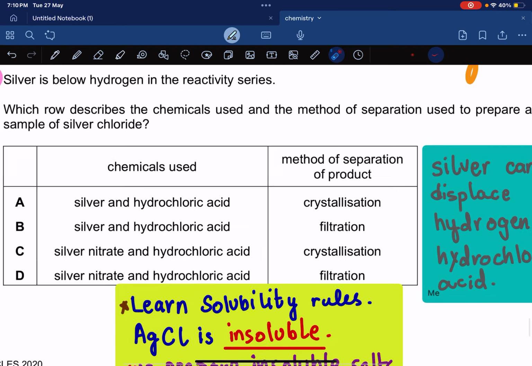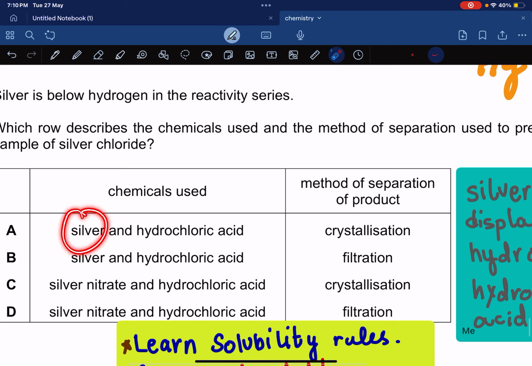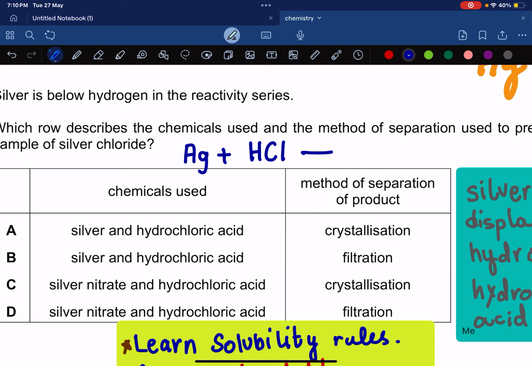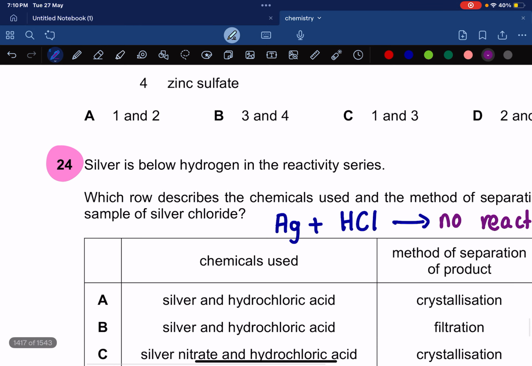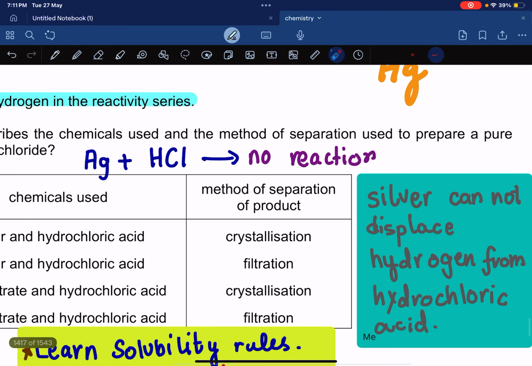Okay, now they have given you some chemicals, silver and hydrochloric acid. Look over here. Silver is less reactive than hydrogen in hydrochloric acid. So what's going to happen? Ag plus HCl. So that's what you're doing. But the reaction is not going to take place. No reaction. Why is the reaction not going to take place? Because of this statement that they've told you when the question began. The silver is below hydrogen in the reactivity series. So basically this silver cannot displace this hydrogen over here, and it cannot form AgCl. Okay, so that's why there's going to be no reaction.